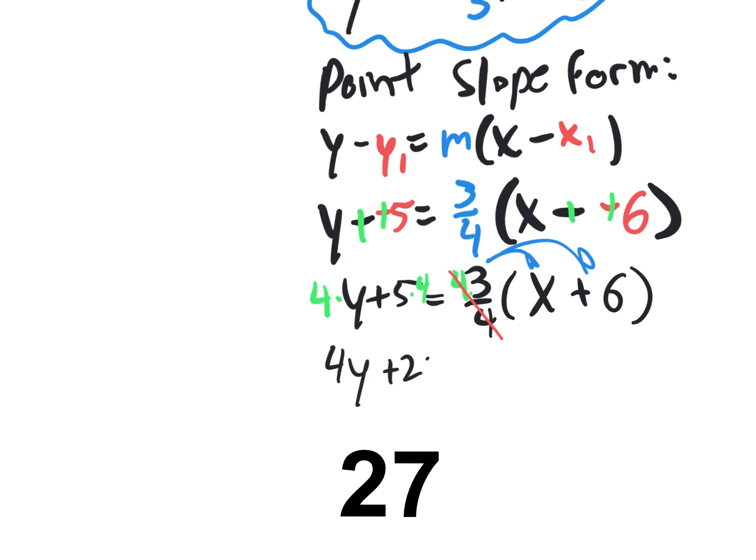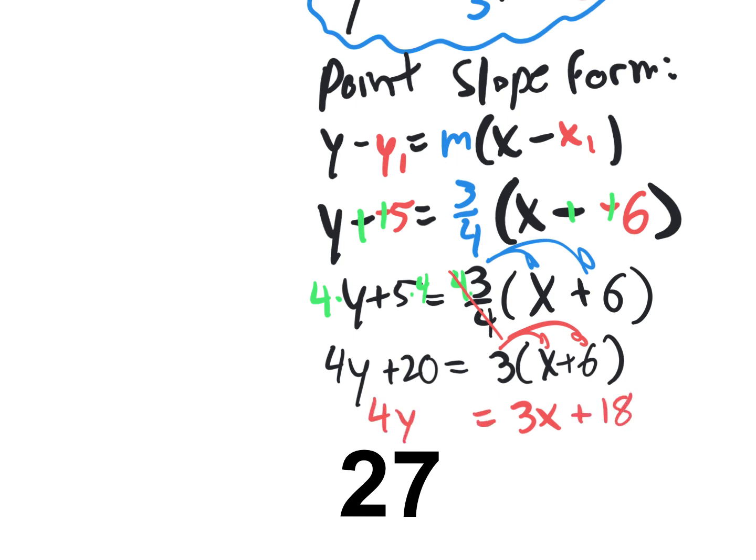4y plus 20 equals 3 parentheses x plus 6. All we need to do now is distribute 3 times x, 3x, 3 times 6, 18. Bring down the equal sign, bring down the 4y and the plus 20. So we almost have y by itself. All I have to do is get rid of the 20 by subtracting 20 and subtracting 20. We're going to have 4y equals 3x minus 2.